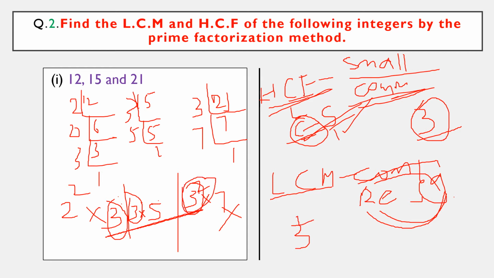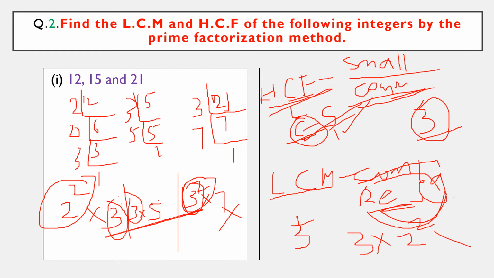But in HCF, you will get 3 only, because you should take the smallest power. Here 3 only you will get. Okay, so here it is 3. For LCM, the greatest power is 3. Next, the remaining things also, you should write the greatest one, no? So from the remaining things, 2 square, there is no 2 here. So 2 square is the greatest one. So I'll write 2 square as it is.